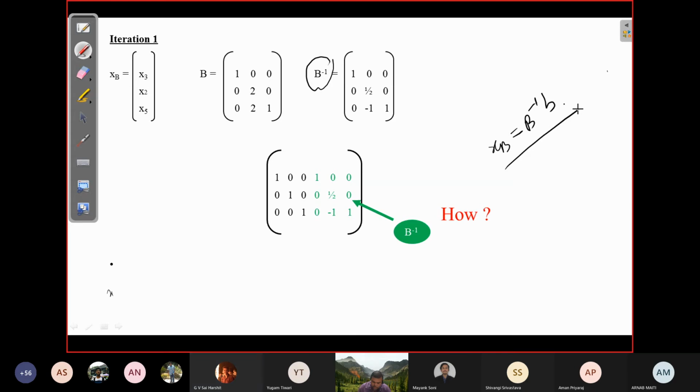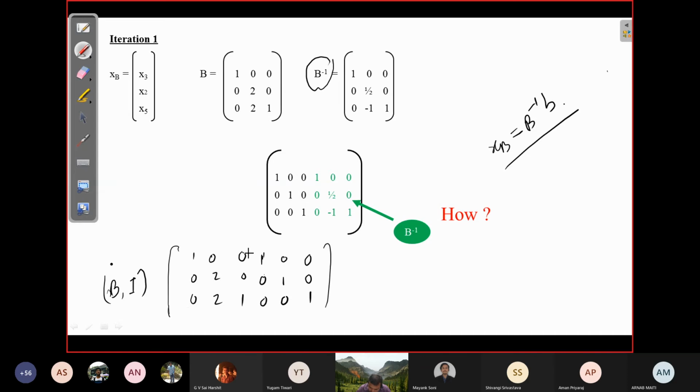Very good. So what I do, I first write this B, I. So this entire B, I write. B is 1 0 0, 0 2 2 and 0 0 1, and then I write the identity matrix 1 0 0, 0 1 0 and 0 0 1, right? And then I do the Gaussian elimination to make this part the identity matrix, and the remaining part that will be generated automatically will be the inverse of that.